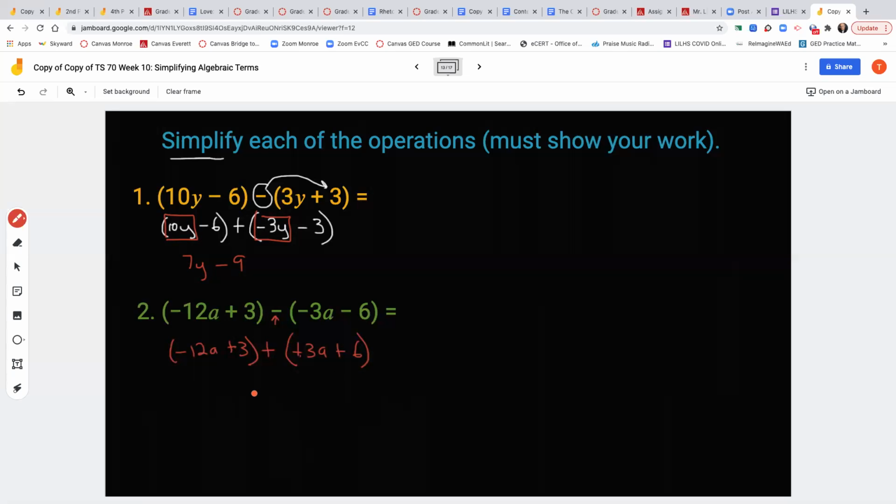Then I'm going to combine my like terms. I'm going to look and see what's like each other. Minus 12a and plus 3a. Sorry, this is a little bit messy, but this term is like this term, so I can combine them. Minus 12 plus 3, 12, 11, 10, 9. So I have negative 9a. And then I have a plus 3 and a plus 6, plus 9. Hopefully you guys are getting that.